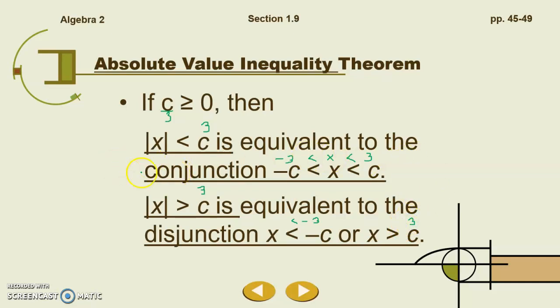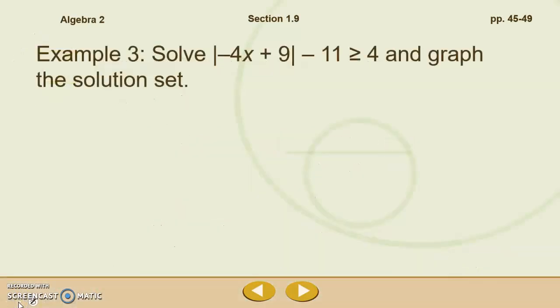Basically, what that tells us is that when the absolute value of x is less than c, we're going to have a conjunction. We're going to have a small segment where they overlap each other on the number line. When it's greater than c, we're going to have a disjunction, which means we're going to have two parts going in opposite directions. So that's what you really need to remember. Absolute value is less than, you have one segment here. If the absolute value is greater than, then you're going to end up with two segments going opposite directions. So that's how you can check your answer to make sure you're on the right track.